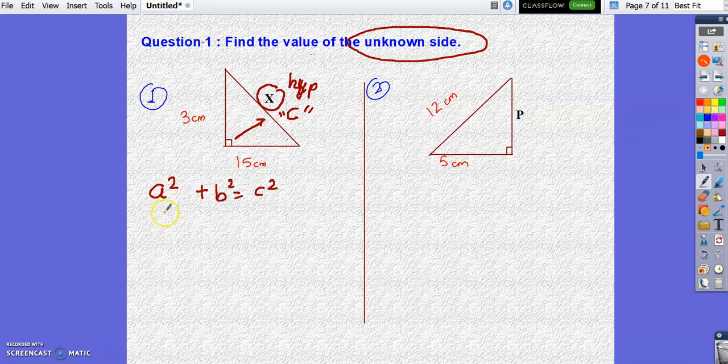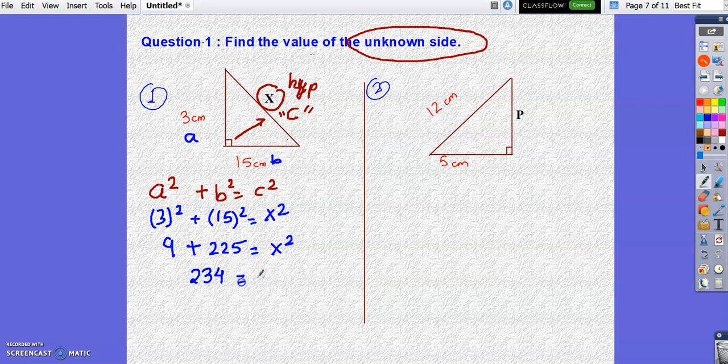Alright, so now let's plug in the values. I named this as A, I named this as B. So A is 3 square, B is 15 square, and C is X square. So what is 3 square? That's your 9. You can use your calculator for this. 15 square is 225, equal to X square. When I add these two numbers, it is 234 equal to X square.